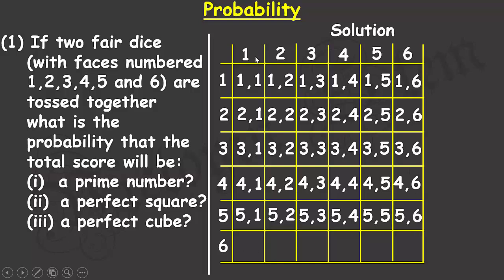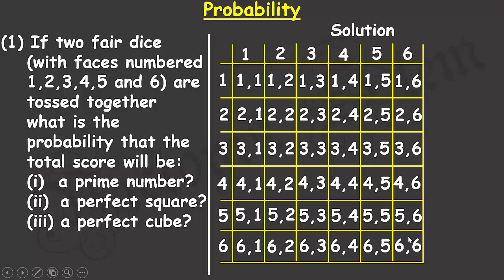Then you can have a 6 and a 1 showing up when you toss the 2 fair dice. A 6 and a 2 can show up, a 6 and a 3 can show up, a 6 and a 4 can show up, a 6 and a 5 can show up, and then a 6 and a 6 can show up.